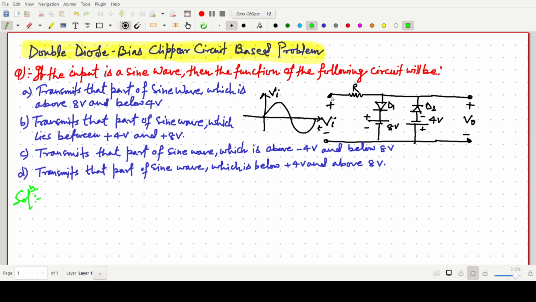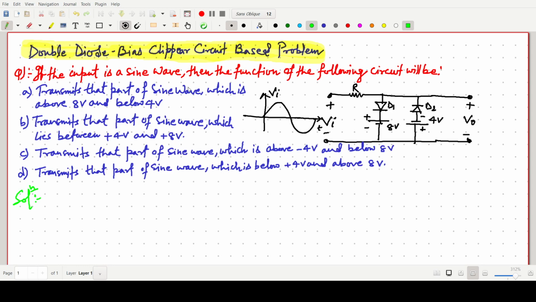So basically in this question we have to find the output. If we are able to find the output response, then we can answer such a question. This is a diode clipper circuit. In such a problem we can divide the circuitry into single diode problems, keeping one diode at a time, and find the output. In the first case we find the output by keeping only one diode, D1.